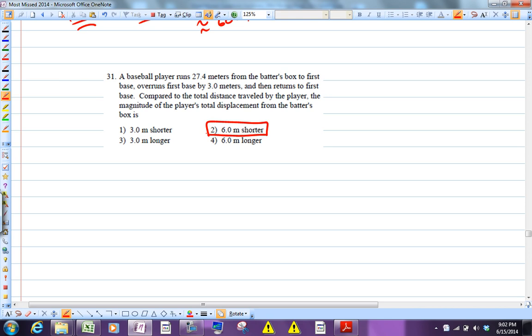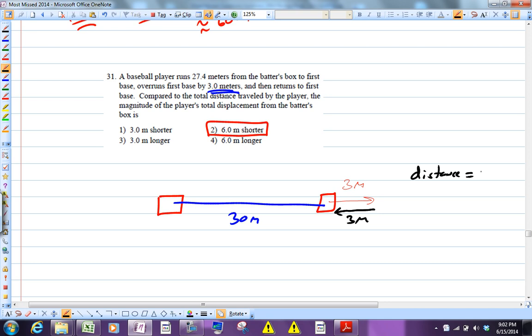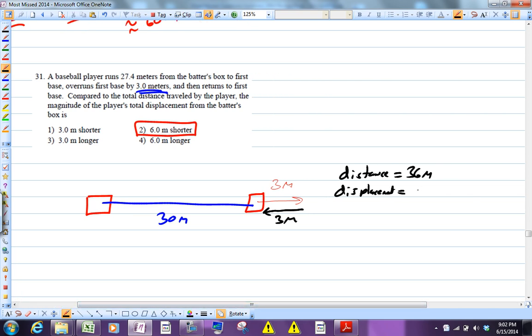This is just a good old, do you understand the difference between distance and displacement? So let's say you have a base, and you're supposed to go from here to here. Let's say that that's 30 meters. And then you're told you go 3 meters past it. Whoops. You realize the error of your ways, and you go back 3 meters. You have now gone a total distance of 36 meters. Distance is the actual path length traveled. Displacement, however, is your final position minus your initial position. So that is going to be 30 meters because you ended up 30 meters away from where you started. It's your final minus your initial. It's also a vector, has a direction.